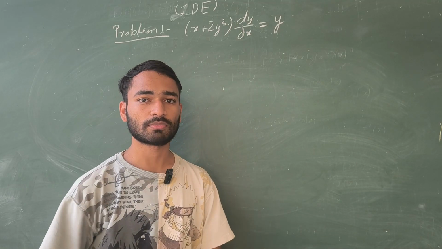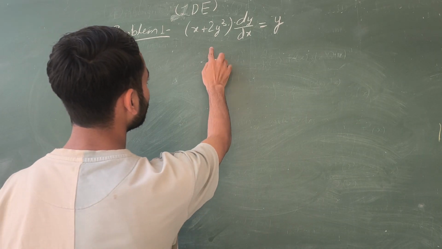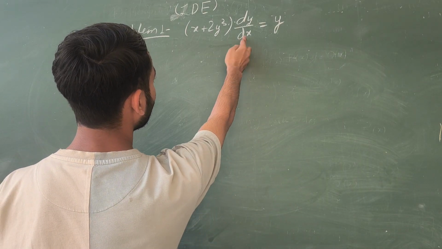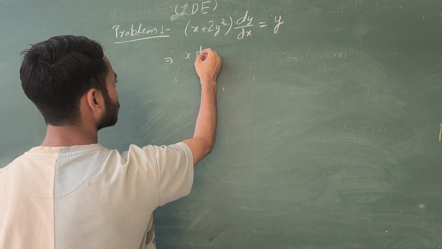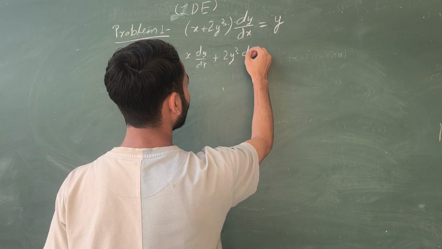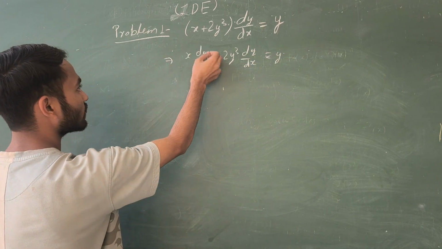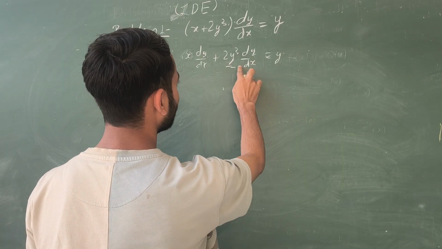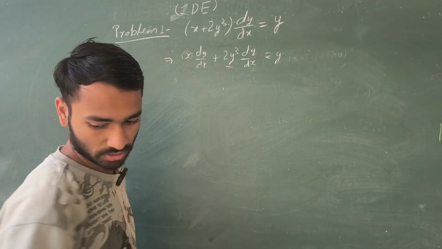Now we will solve one simple example by applying this simple theorem. We see here, first of all, is it standard linear form? We see that if you open this, it will be like x times dy by dx, that is fine, and 2y cube dy by dx is equal to y. But if we multiply x, then it is standard linear form, but we don't want this. y multiplied by dy by dx is not linear, so we can't do this, right?